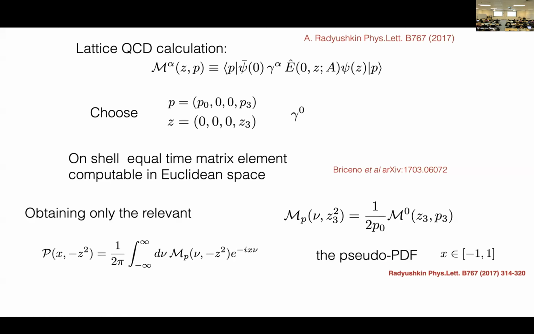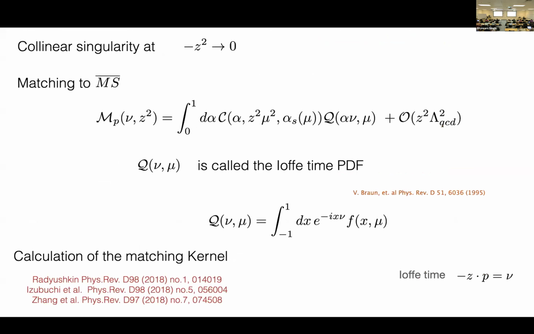This is there because I did the calculation at some finite z, z squared, which was not 0. Light cone requires you to have 0 here. So for that reason, this object is not called a PDF, because PDF formally is defined on the light cone. It's called the pseudo PDF because I have this additional z squared dependence. And the understanding is that I have to take the z squared to 0 limit in order to obtain the full PDF or the light cone PDF.